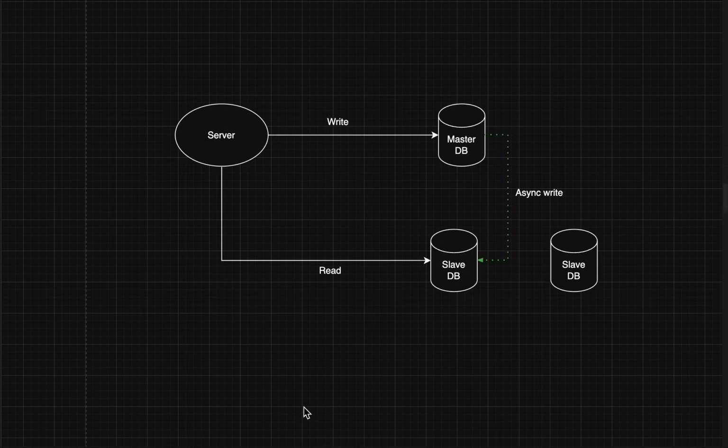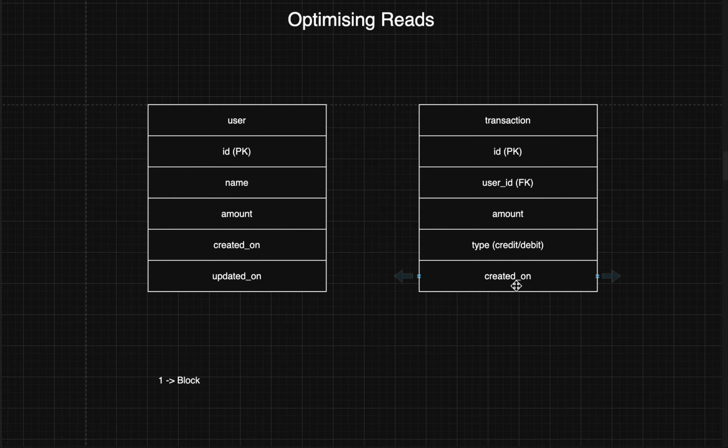Now, what if I am writing a query where I'm saying user ID is this and type is equal to credit. Will my index be helpful here? It will be, but not to its full strength, because we have created an index only on user ID. So it will fetch all the transactions for the user ID, but it will again do a sequential scan on credit and debit.